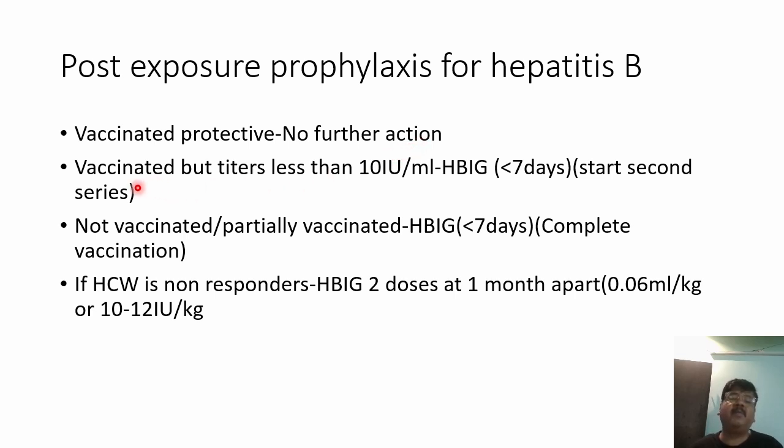But some healthcare workers are vaccinated, but their titers are less than 10 international units per ml. Here HBIG is given within 7 days, and a second series of vaccination is started so that protective antibody levels will develop in the healthcare workers.